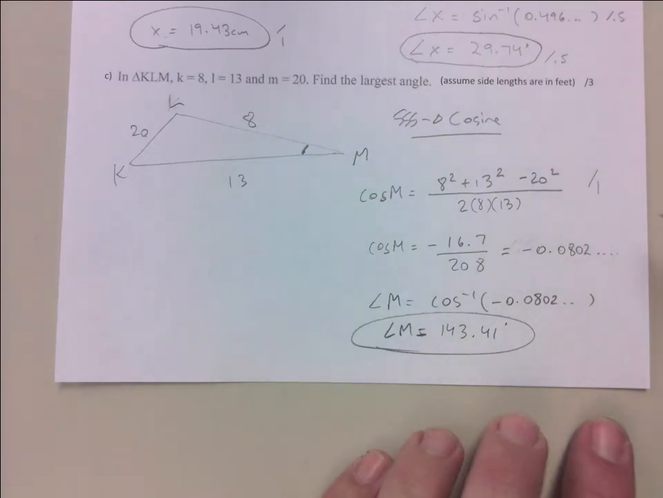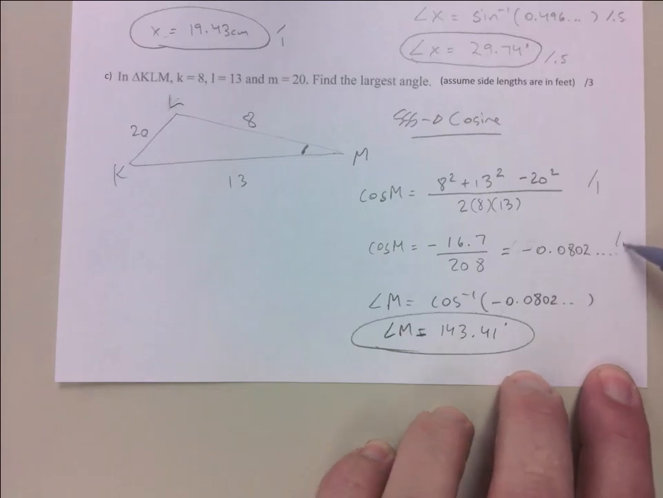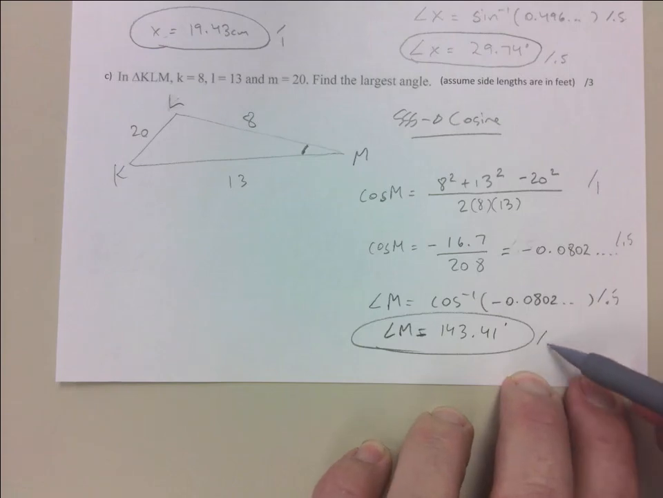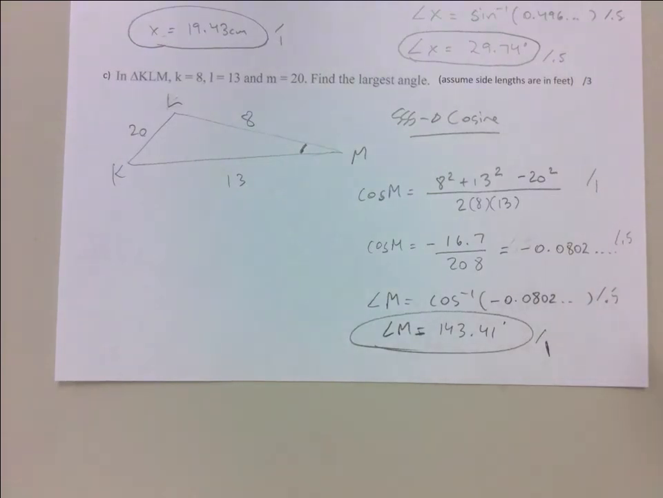So marks here. This gives you half a mark. This gives you half a mark showing the inverse step. And you're going to get a full mark for the correct final answer. Okay, so 1, half, 1.